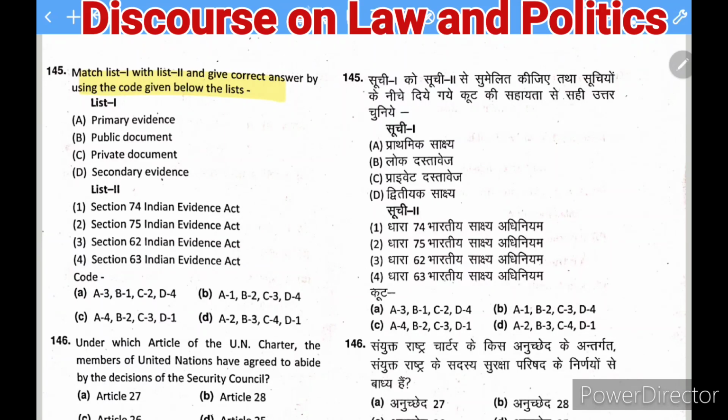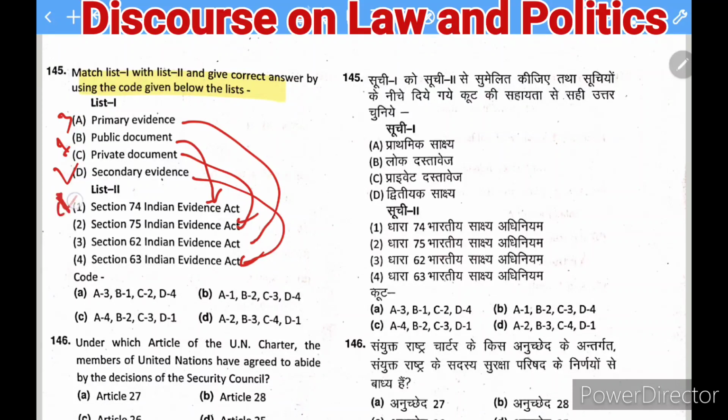Now the question here is from primary evidence. Primary evidence is in section 62, so for this you can write here 3. Public document has been defined under section 74, so just write here 1. Private document has been defined under section 75 of the Evidence Act, then write here 2. And secondary evidence is discussed in section 63 of the Evidence Act, then write here 4. So the answer is 3, 1, 2, 4. So this is the correct answer here.